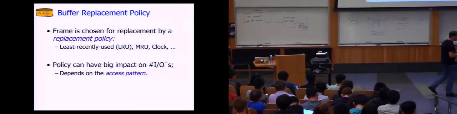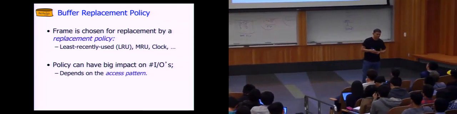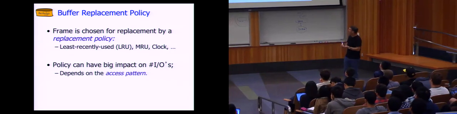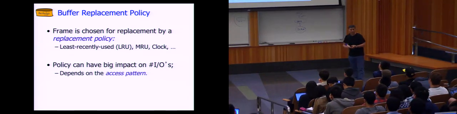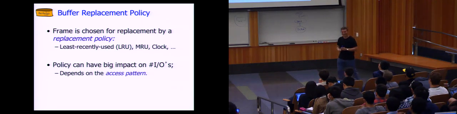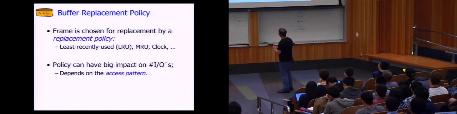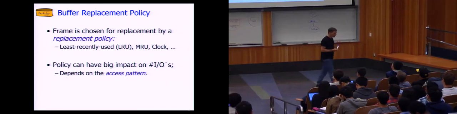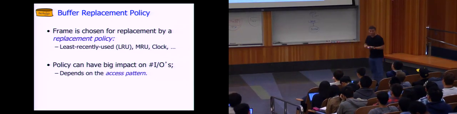There's like 50 years of heuristics for this, and they've been all studied on a million different workloads. And good old-fashioned least recently used is still pretty good, most of the time, except when it's not. Okay, and so we'll talk about that a little bit. But least recently used is the most common one. You can do most recently used, which is sometimes the right thing to do.